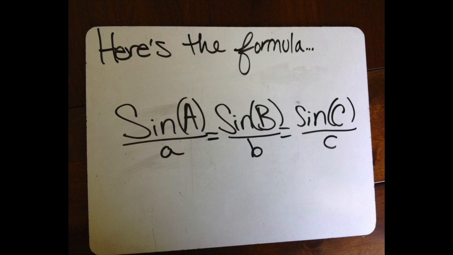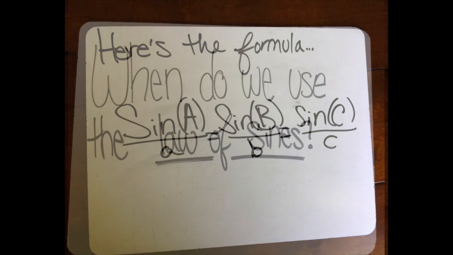Here's the formula. Sine of angle A over side A is equal to sine of angle B over side B, which is also equal to sine of angle C over side C. Each side and angle are directly opposite of each other, which is very important in order to correctly use this formula to find the answers.